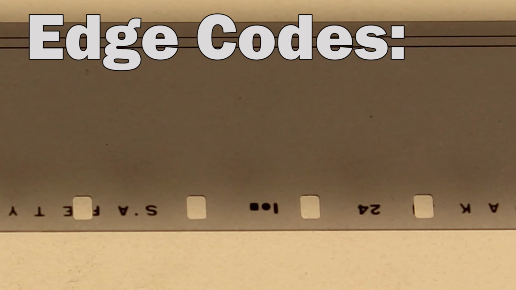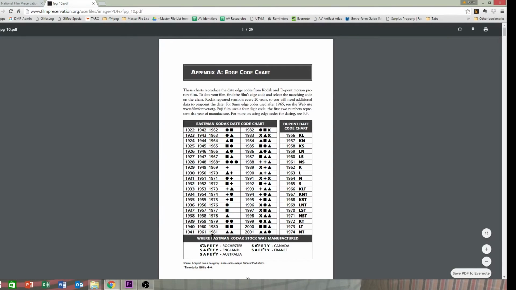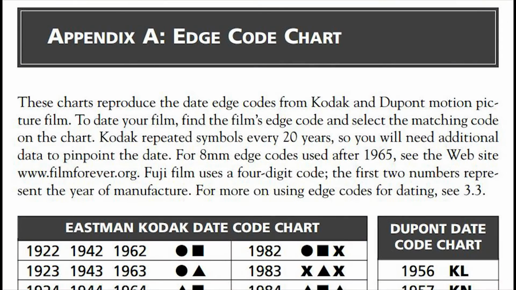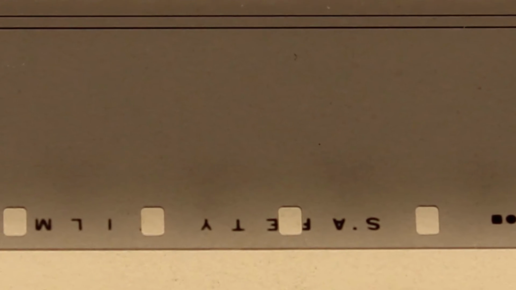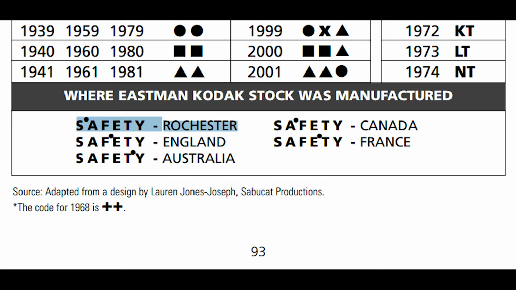The edge code that I'm referring to should be the line, circle, square. I can cross-reference that to the Film Preservation Guide's appendix and find what correlates to the year. Well, I don't see lines in that chart, but the circle square correlates to 1962, which seems to match the known production date of the films. And we can also see from the dot placement on the safety that this was manufactured in the US.